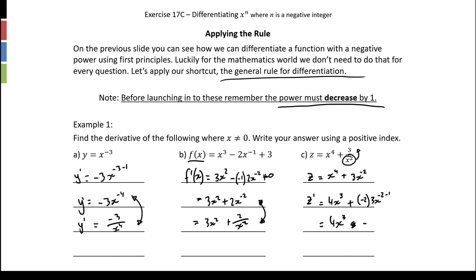And minus 6x to the negative 3, which can be the same as 4x cubed minus 6 on x cubed. Okay, so it's exactly the same. Multiply by the power, take 1 from the power.